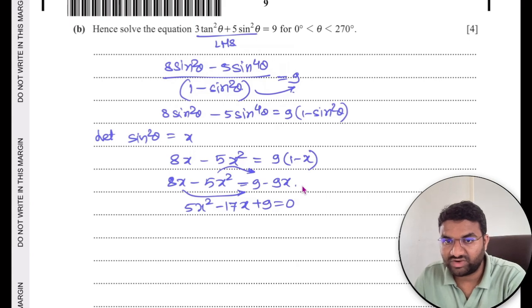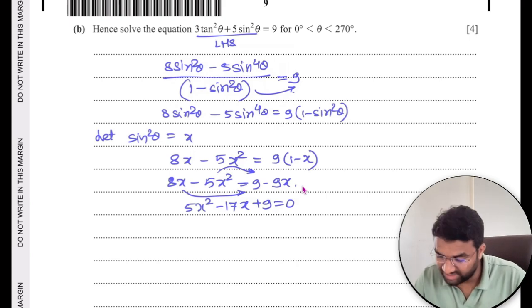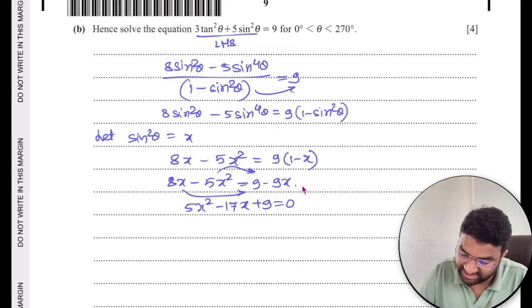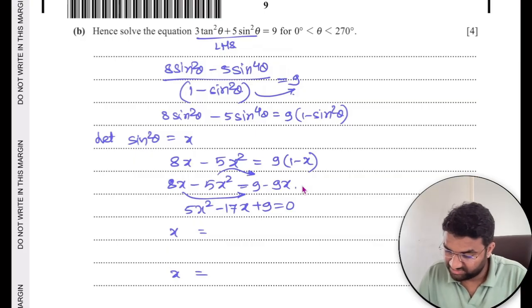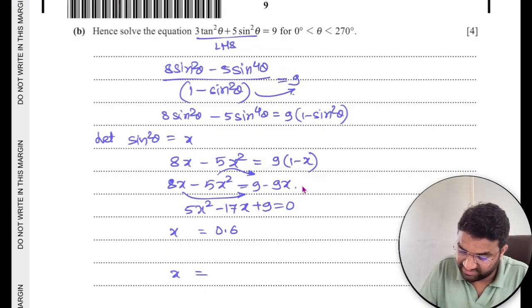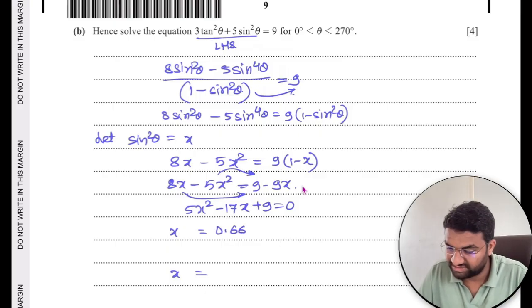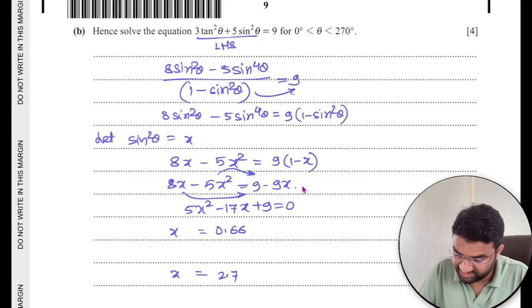Then what are the two values of x you will get? You can check it in your calculator. Just stop your video for 1 minute and check it out. The first value is 0.66 and the other value is 2.74.